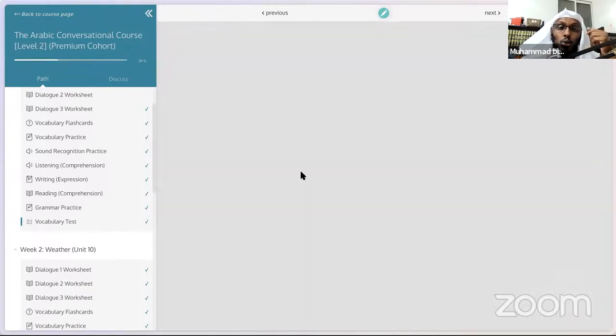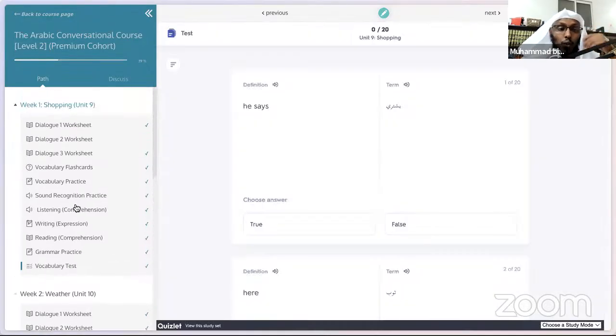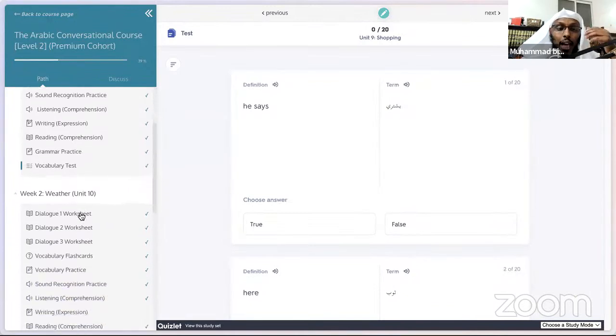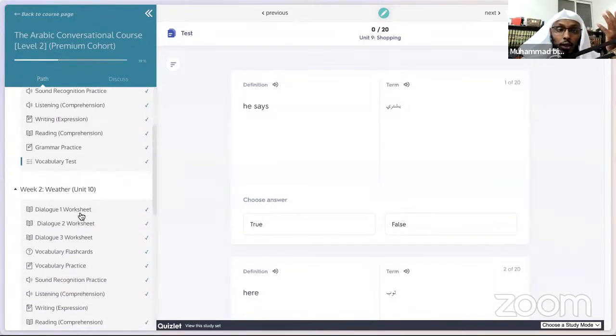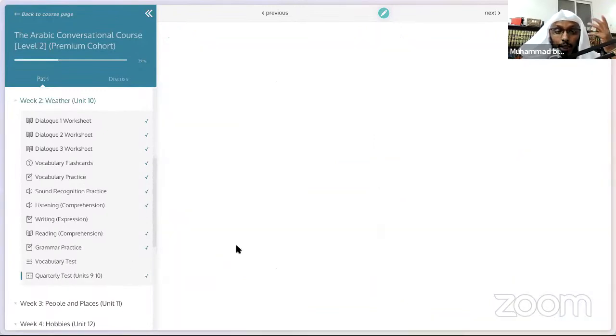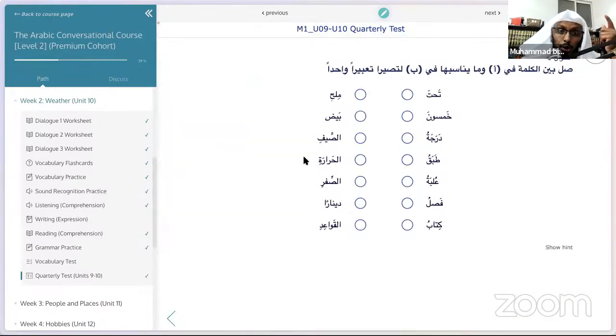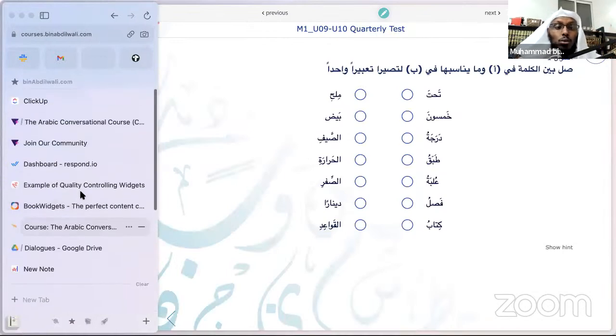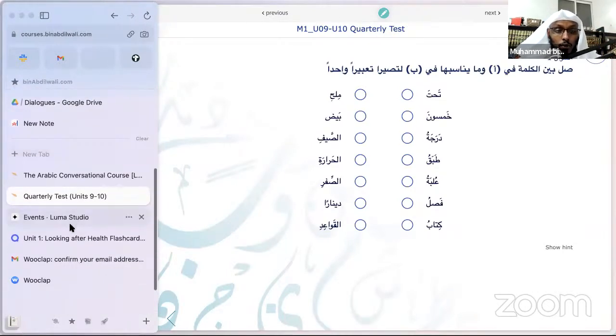And then finally, you're going to do a vocabulary test. So after the whole week of practicing, you're going to have a vocabulary test. And also there's going to be an end of unit quiz. And after every 2 units, you're going to have a quarterly test, which is taken from the book, okay? So this is like an overview of the learning resources, okay?